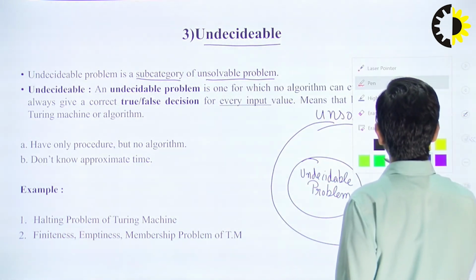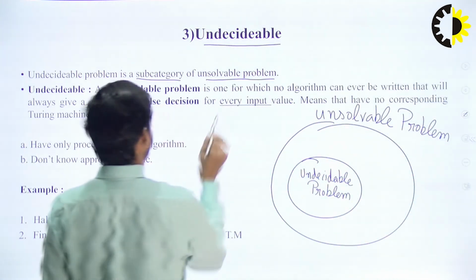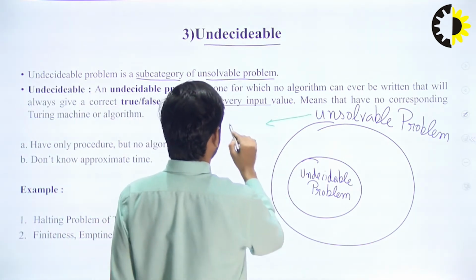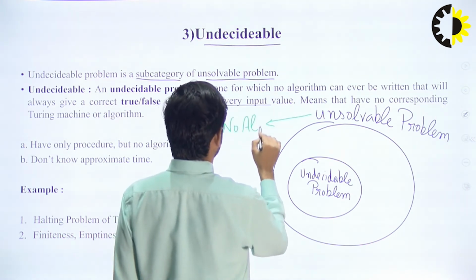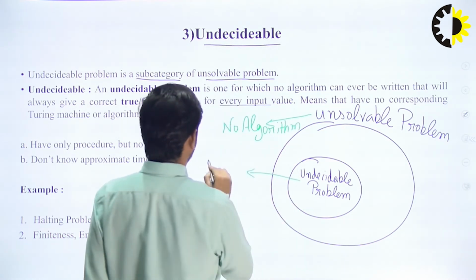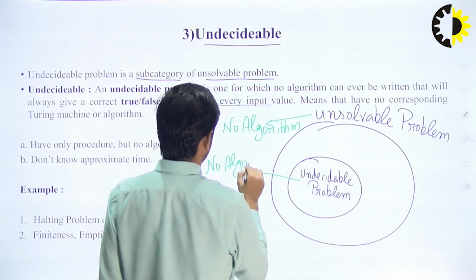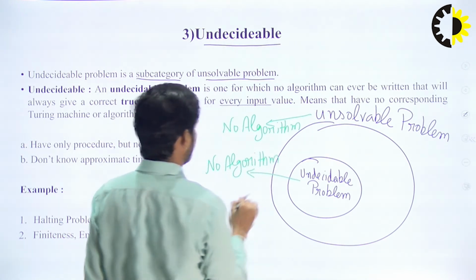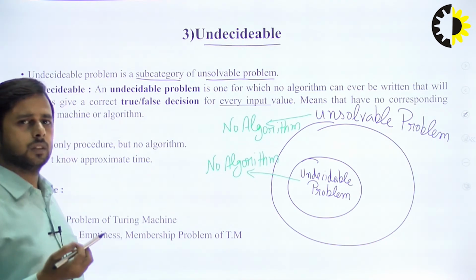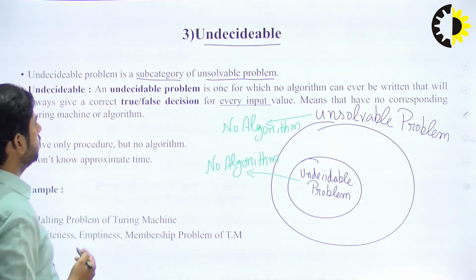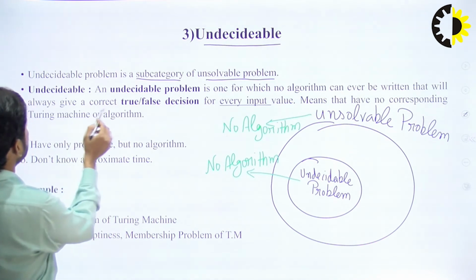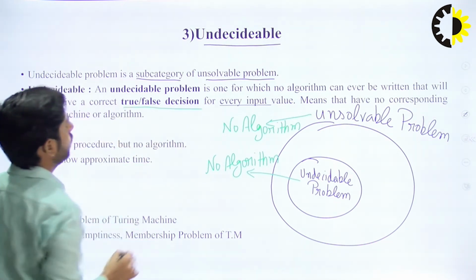Let's see what we mean by undecidable problem. Undecidable problem is one for which no algorithm can ever be written. For unsolvable problem also there is no algorithm, and for undecidable problem also there is no algorithm. But what is the difference between unsolvable and undecidable? There is some minute difference: for an unsolvable problem, no algorithm can ever be written that always gives a correct true or false decision for every input.